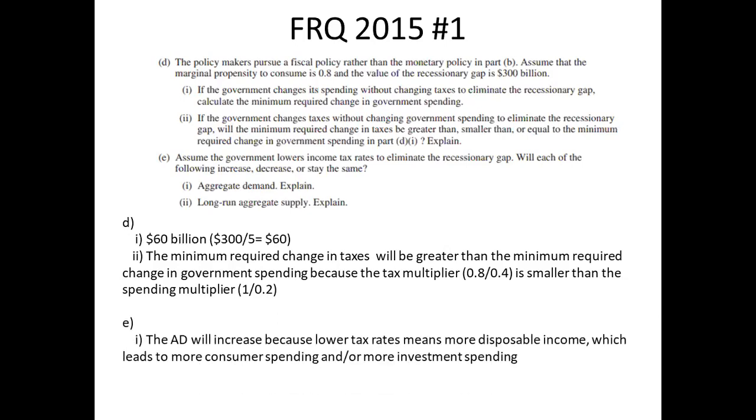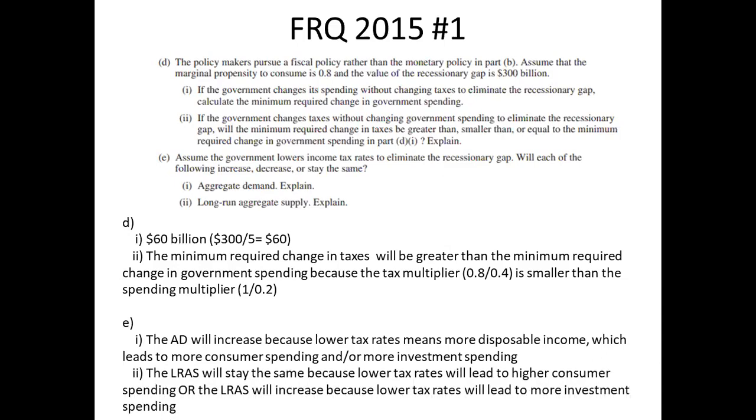All right, part E, assume that the government lowers income tax rates to eliminate the recessionary gap. Will each of the following increase, decrease, or stay the same? The aggregate demand is going to increase because lower tax rates mean more disposable income. So you're a consumer. You pay less in taxes every year. You have more money to spend. You're going to spend more money. Not all of the extra money you have, but you're going to spend most of it. Long run aggregate supply is going to stay the same because lower tax rates lead to higher consumer spending.